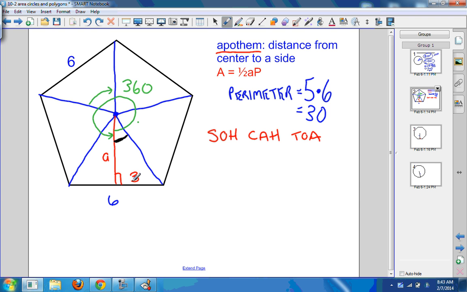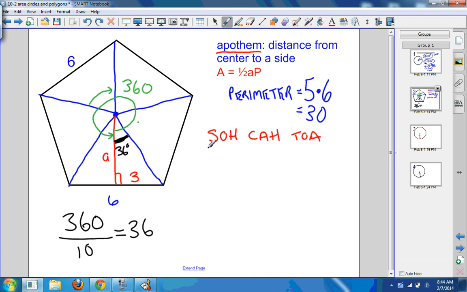So there are 10 of these size triangles in this pentagon. Note that it'll depend on the number of sides we have in our figure, what we're going to use. So it's 360 degrees all the way around, and we have 10 of these little angles all the way around my pentagon. So if I divide 360 by 10, I get 36 degrees. So this angle is going to equal 36 degrees.